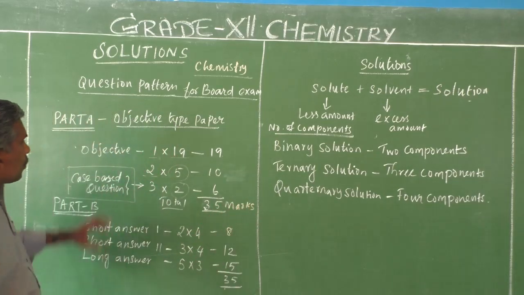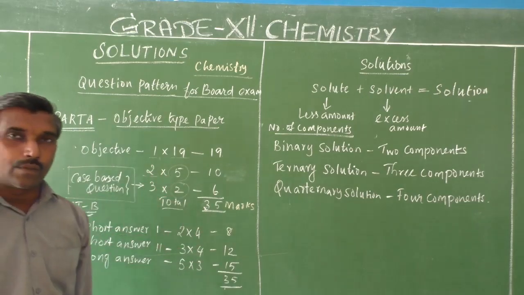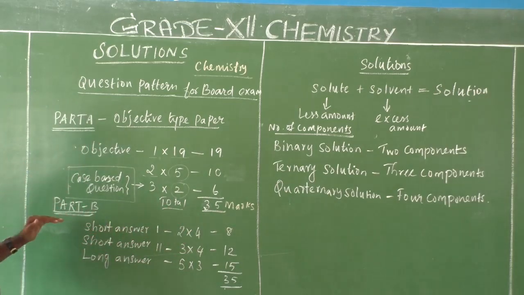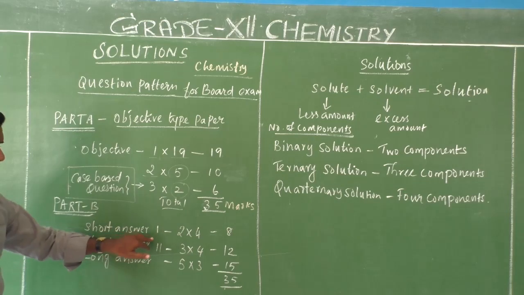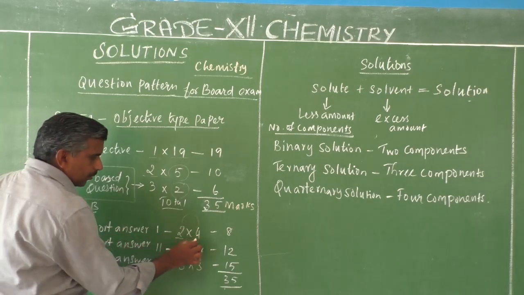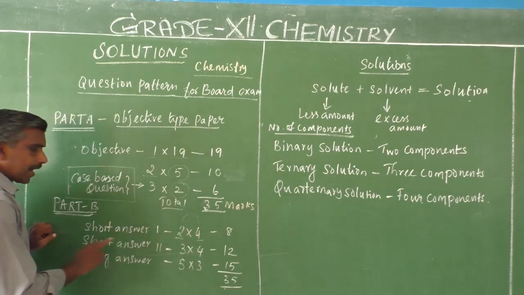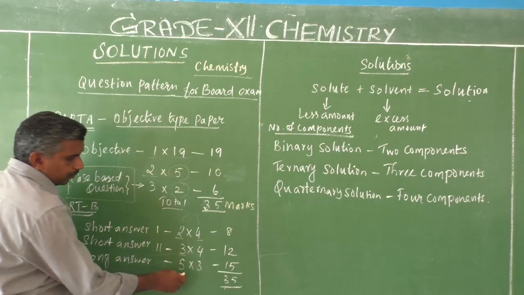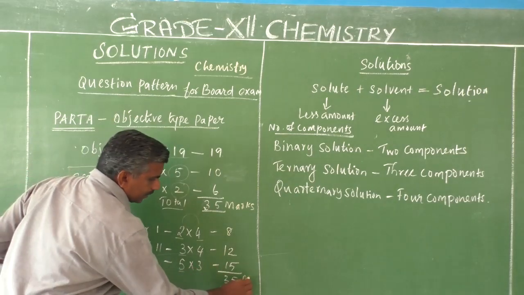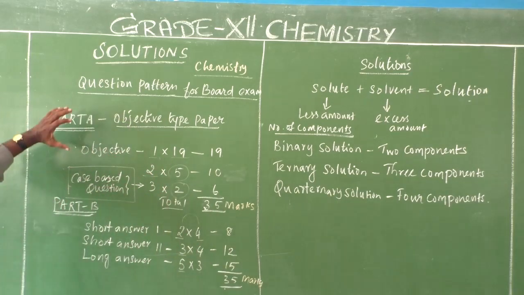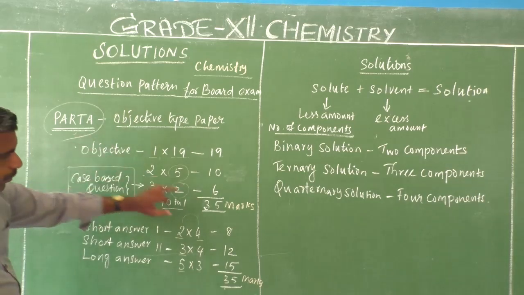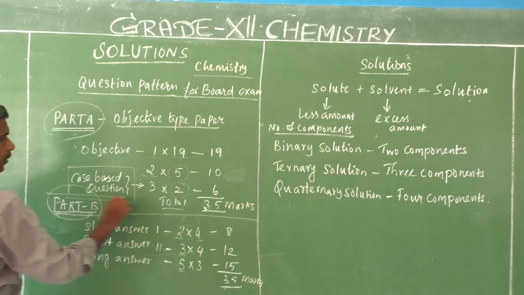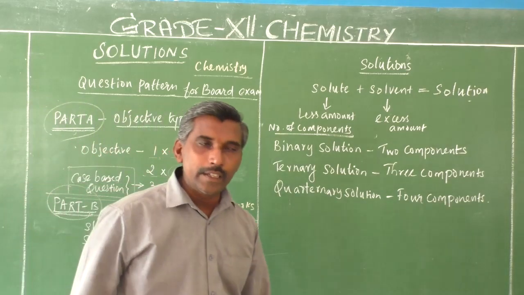So Part A, with only objective type questions, is 35 marks. Now Part B as usual. Short answer 1: 2 mark questions, 4 questions, that is 8 marks. Short answer 2: 3 mark questions, 4 questions, that is 12 marks. Long answer: 5 mark questions, 3 of them, that is 15 marks. Total 35 marks. So Part A is 35 marks and Part B is 35 marks.